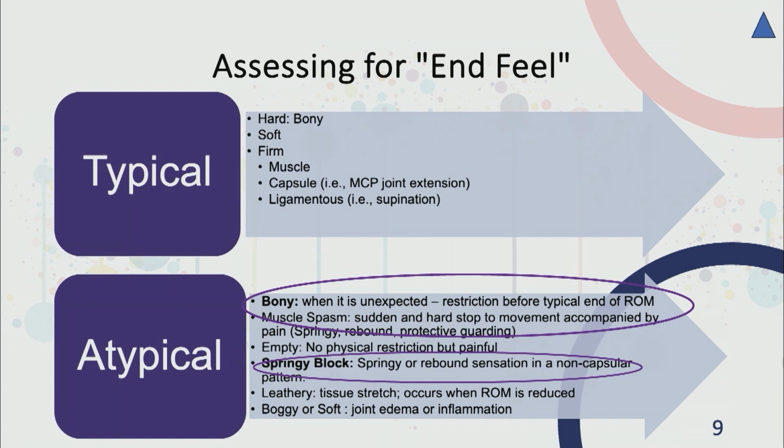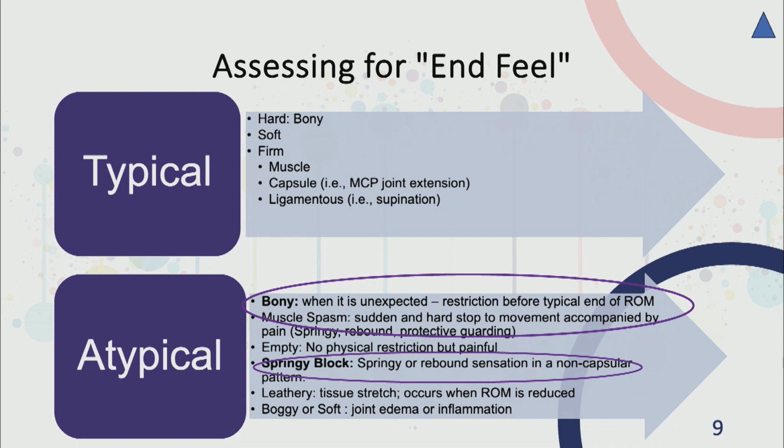So a bony end feel is where there's a restriction before the typical end of range of motion is expected. There are also muscle spasm type end feels, which is not to say spastic muscle per se, but more of this response with guarding and rebound. There are empty end feels, springy block end feels, leathery, and boggy or soft. And the atypical end feels we will see most with our populations are the bony or springy block ones.